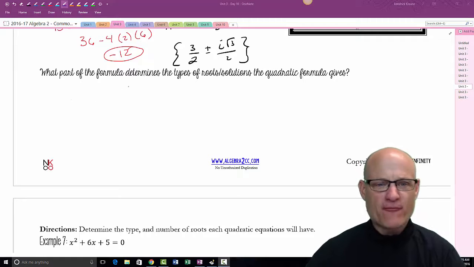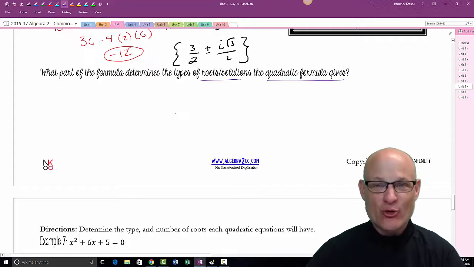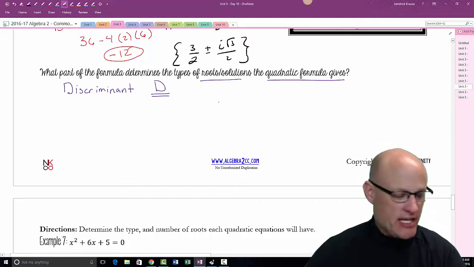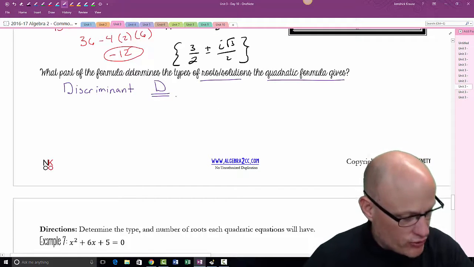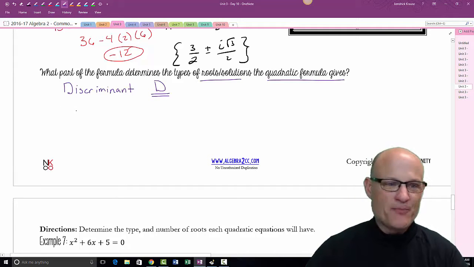Love Dunkin' Donuts. So what part of the formula determines the types of roots or solutions for the quadratic formula? The thing that tells you about the roots is the discriminant. It's the capital D. It will tell you about the roots. So what does it tell you?